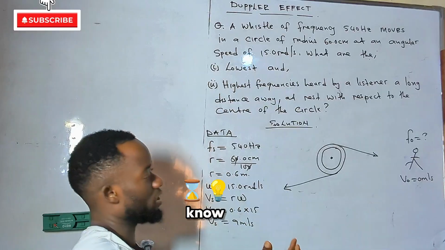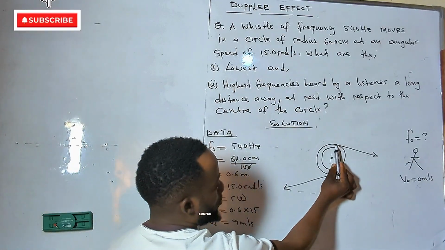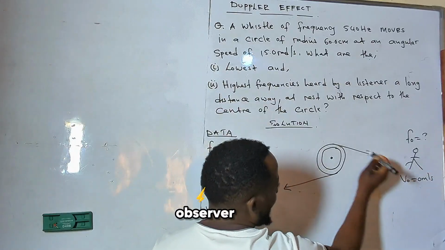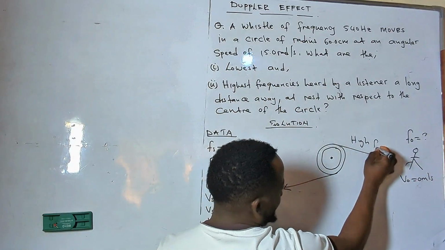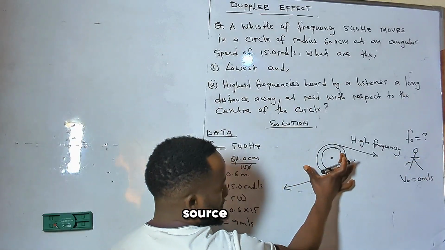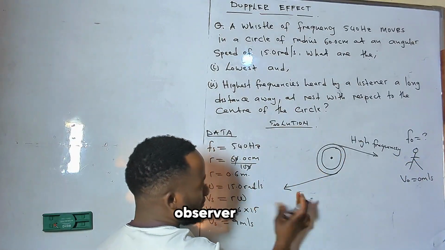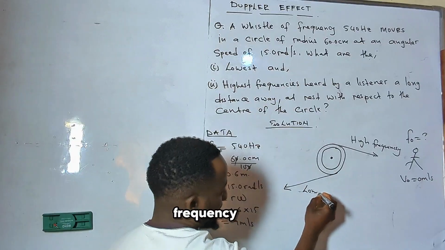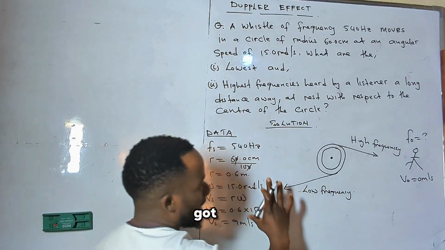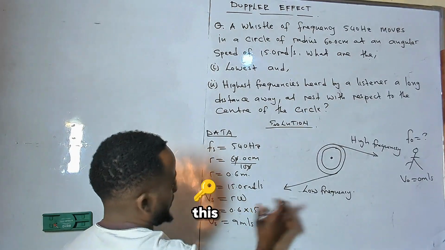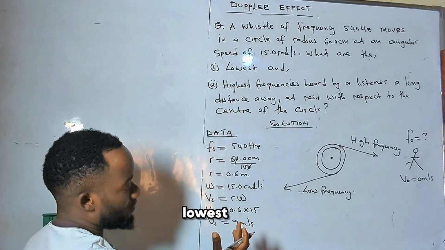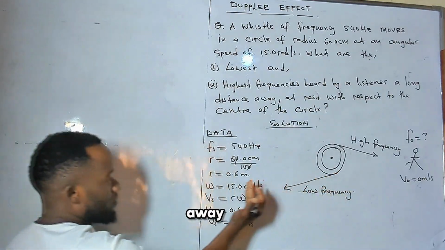Now, one thing we need to know is that when the source moves towards an observer, the observer experiences high frequency. Then when the source moves away from an observer, the observer experiences low frequency. So we've got high frequency and low frequency. This is what we have. So now we can answer the first item, which is asking for the lowest frequency. The lowest frequency is when the source is moving away from the observer.